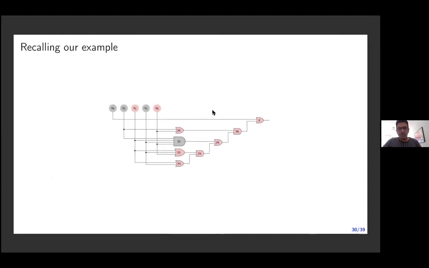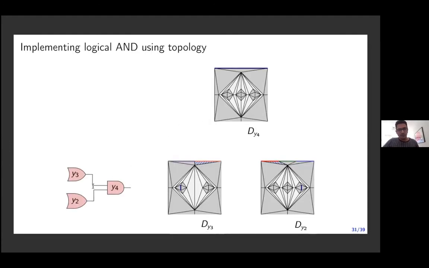And the way to do it is, so by induction, you assume that the source edges of Y3 and Y2 are free. And using that, you want to somehow ensure that Y4, which is an AND gate, is free. So you have dunce hats associated to each of these gates.